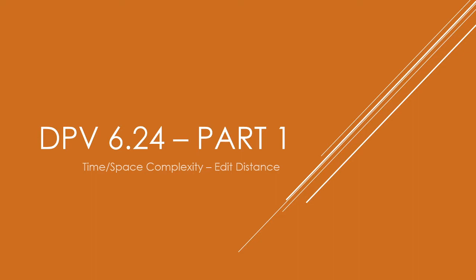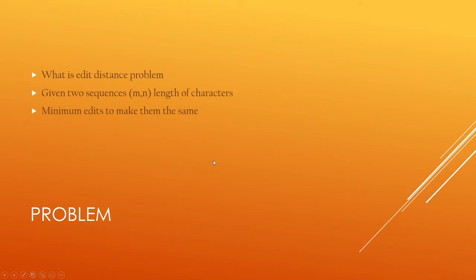Today we are going to be talking about DPV 6.24, and 6.24 deals with the complexity, mostly the space complexity, of the edit distance problem. Before we dive into the actual solution, in part one we just set the stage, and we're going to be talking about how this problem is actually tackled in the book, because the problem actually refers to a solution that's mentioned in the earlier part of the chapter.